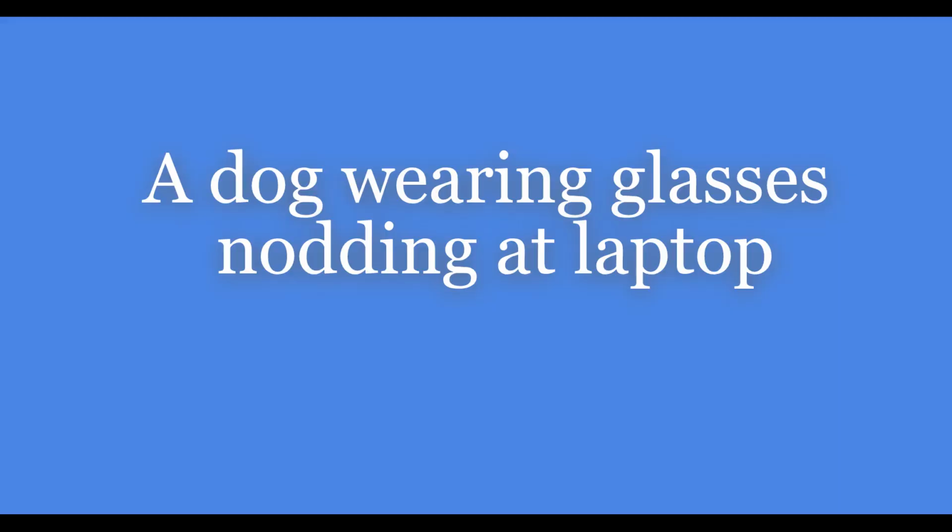your prompts. Now I have the prompt: a dog wearing glasses nodding at laptop. Can AI combine these elements accurately? We are asking to combine an animal, a human accessory, glasses, the laptop, the object, a human-like action, nodding. We will see if it works.